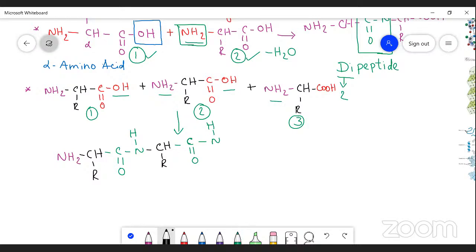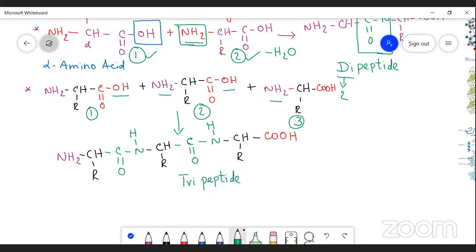And remaining, here is the CH and the R group, and here the COOH group of the third amino acid. Now 3 amino acids are joined together: the first one, the second one, and the third one. Now we get a peptide, and this peptide is known as a tripeptide. So this is a peptide bond.